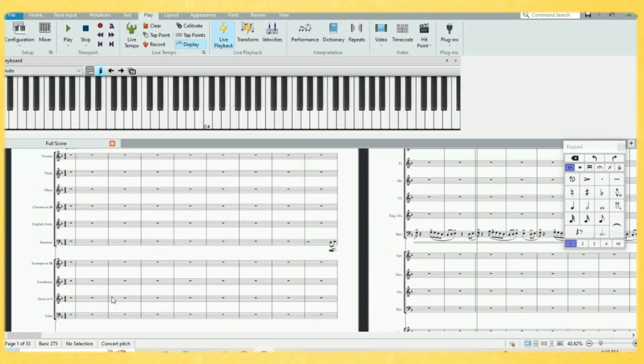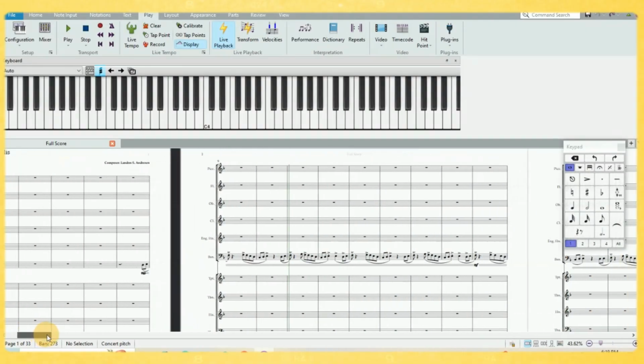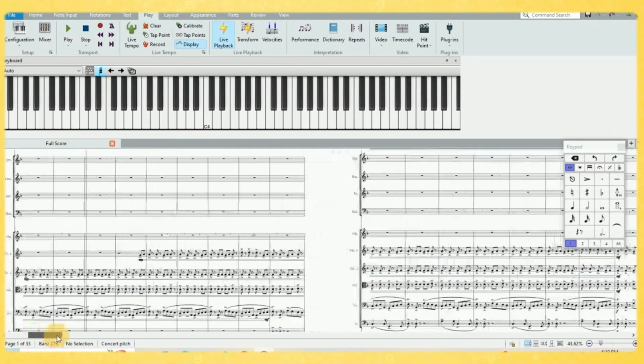So I wanted to start with how I make the music itself. It starts here with sheet music using Sibelius.